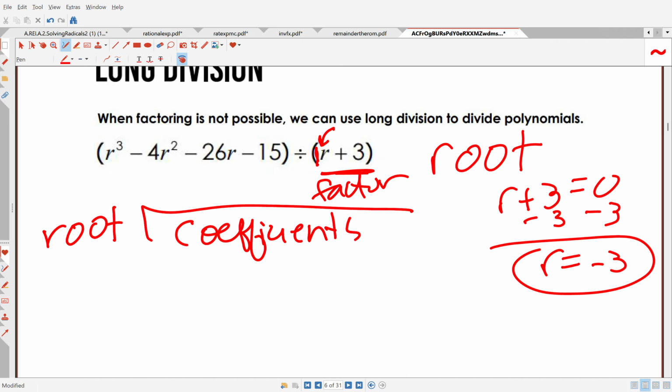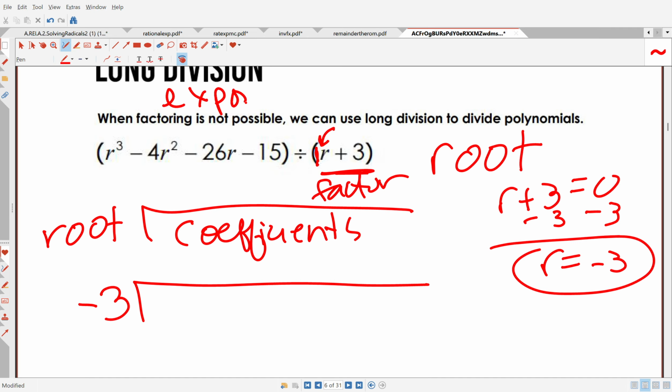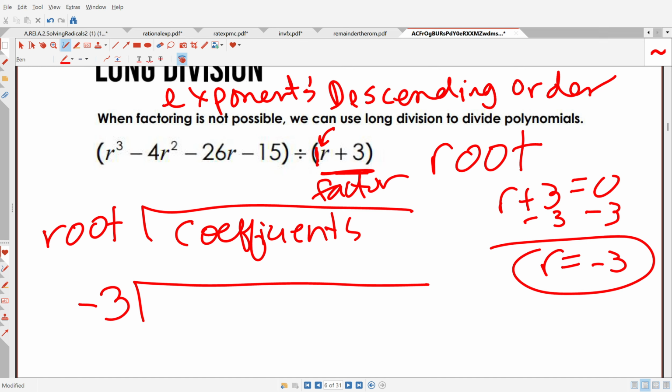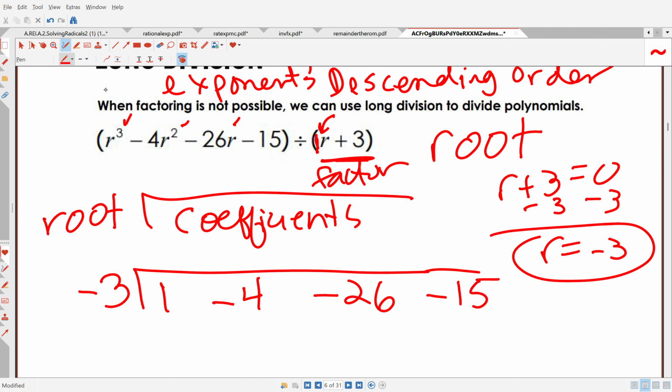Okay, so we're going to do synthetic division. We're going to use negative 3. Now you have to check that the exponents go in descending order. So it's 1, negative 4, because you have to put the sign in front. 1, negative 4, negative 26. And we did not have to add 0 as a placeholder because it went from 3 to 1. I think they're going to give you one where 0 is a placeholder, but I did one with the kid that came earlier.